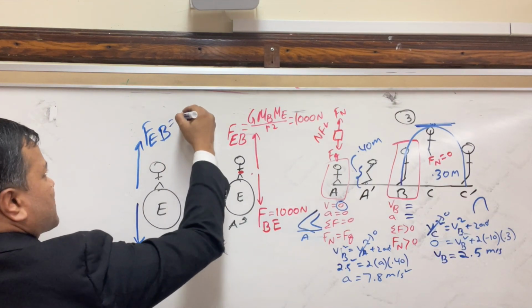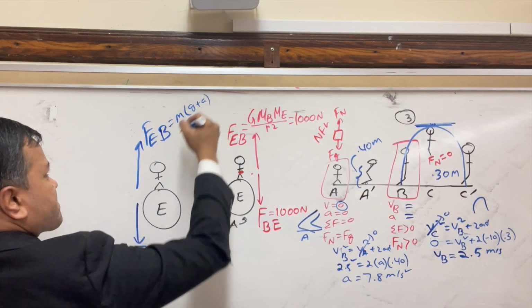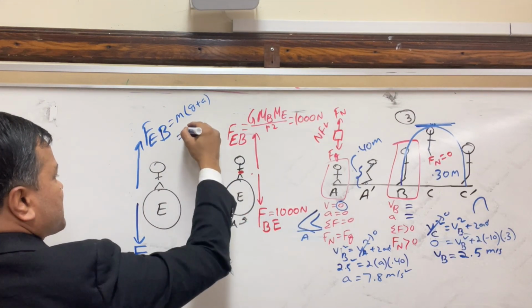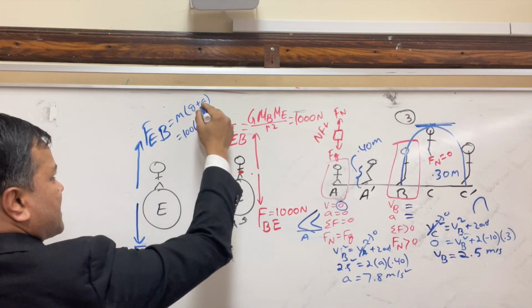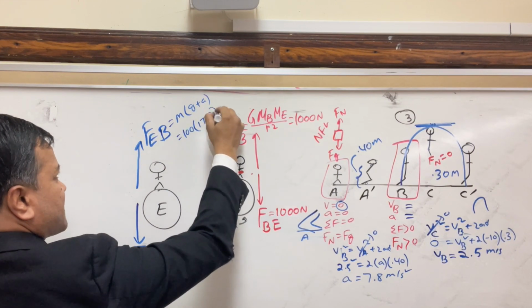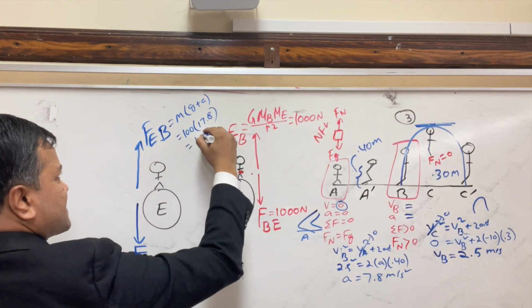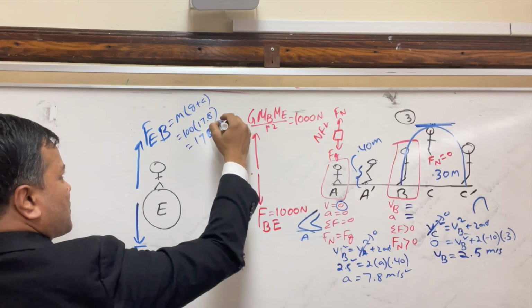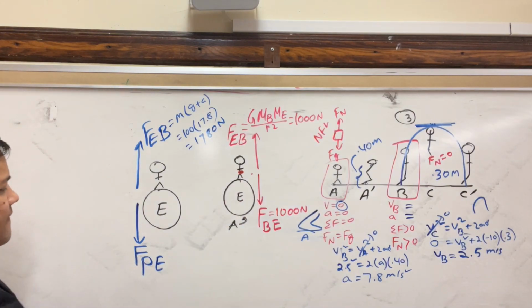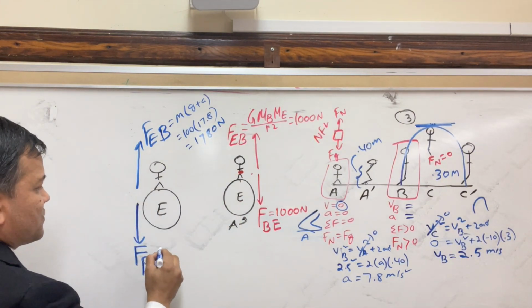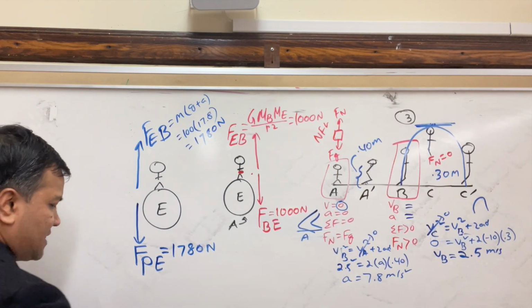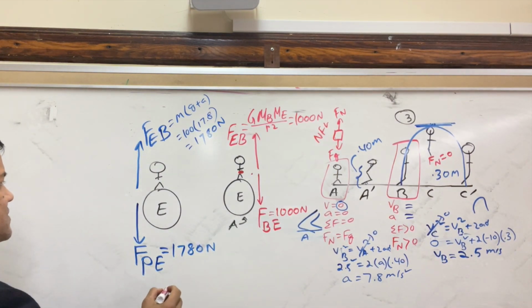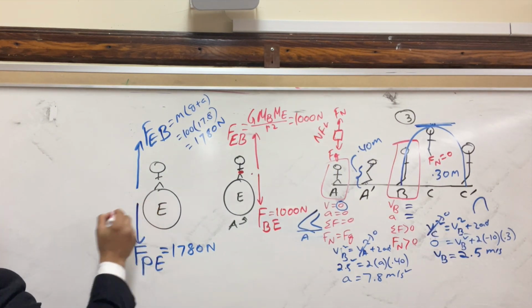We can calculate this one, m times g plus a. We already know everything. This is 100, and this is g, which is 10 plus 7.8, so 17.8. Of course, that is Newton. If this is 17.8 Newton per kilogram, this is of course 1780 Newton. That's not it. We have two more.